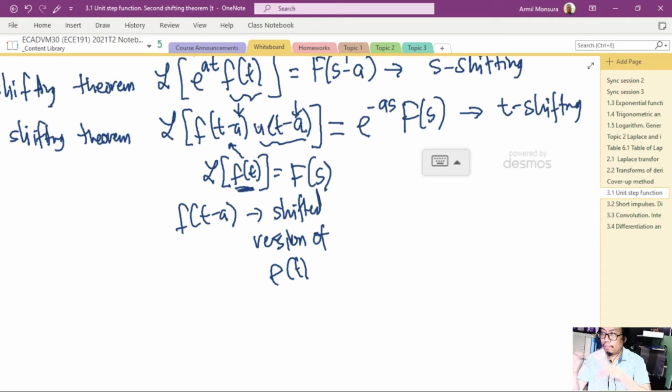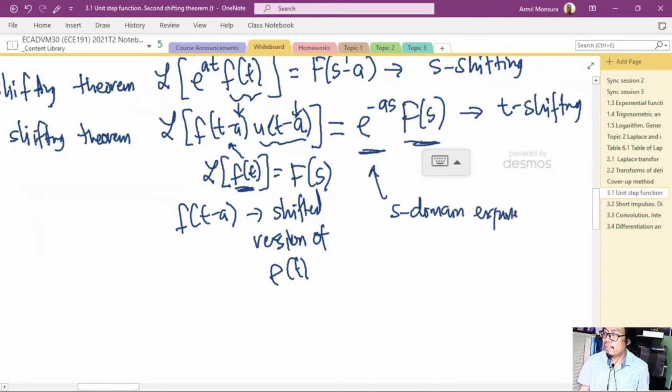But again, going back to my point, what happens when you delay your signal in the t domain? Your Laplace transform in the S domain gets multiplied by an exponential. This time, let's call it an S domain exponential. By the way, time domain exponential and S domain exponential are not standard terms used in books. I just invented them, so that we understand each other when we say time domain exponential and S domain exponential.